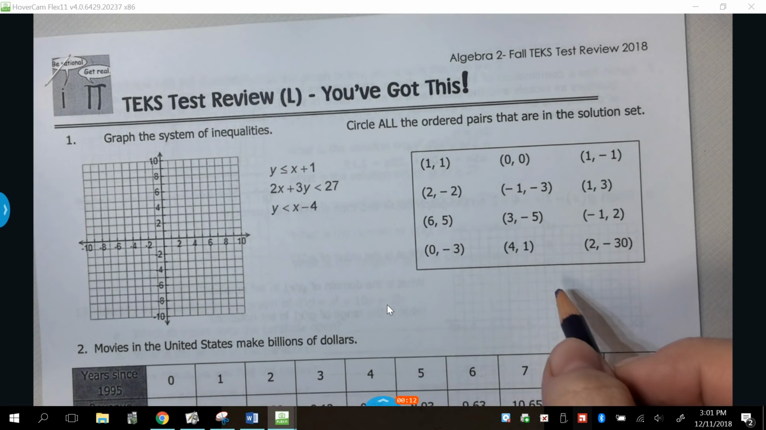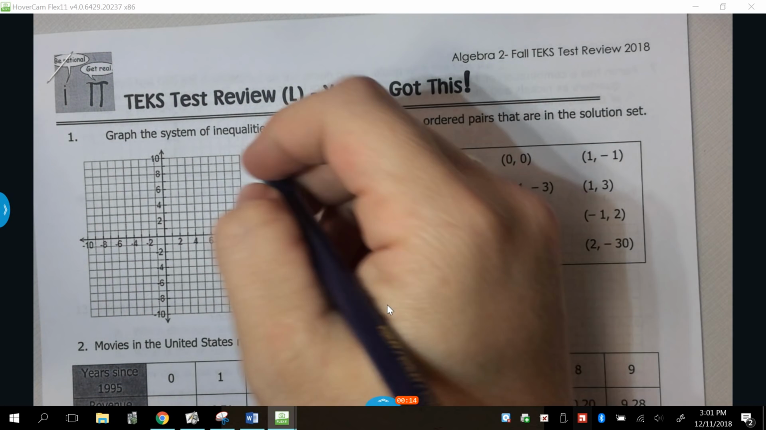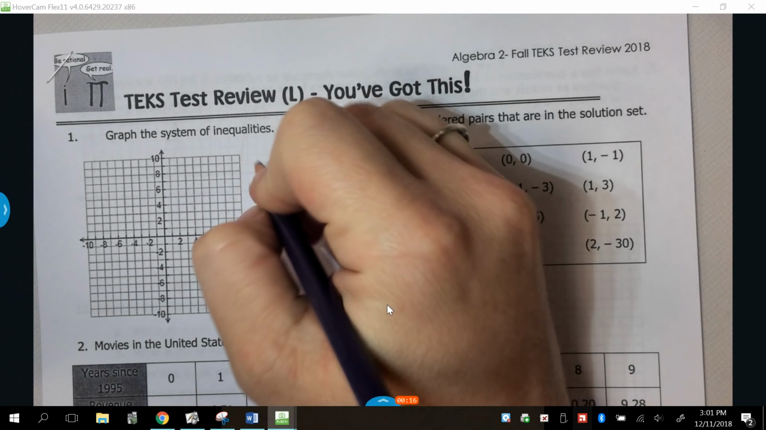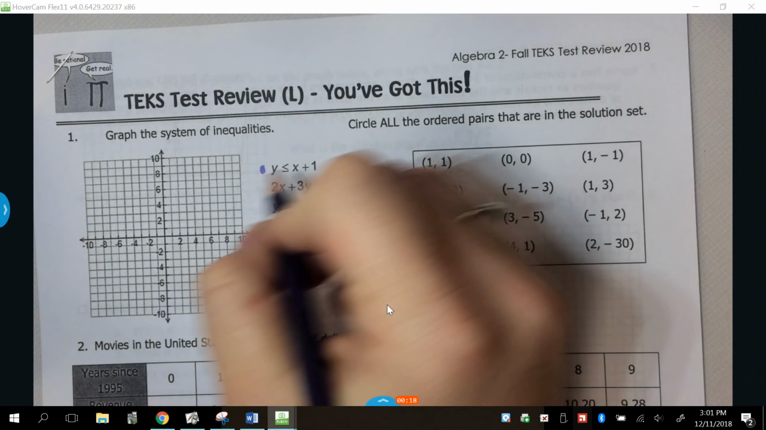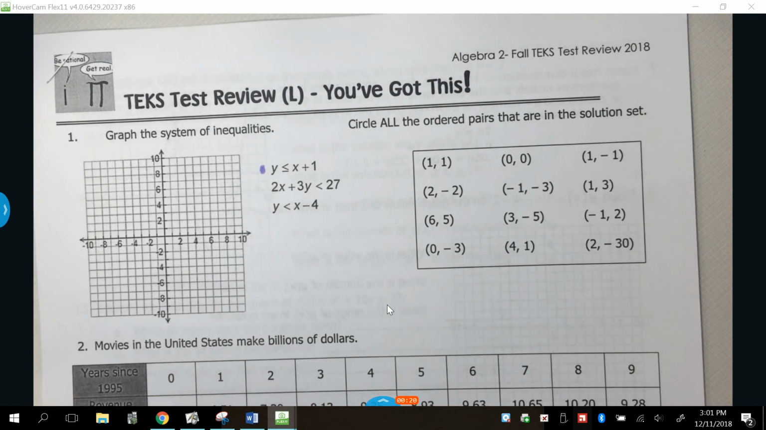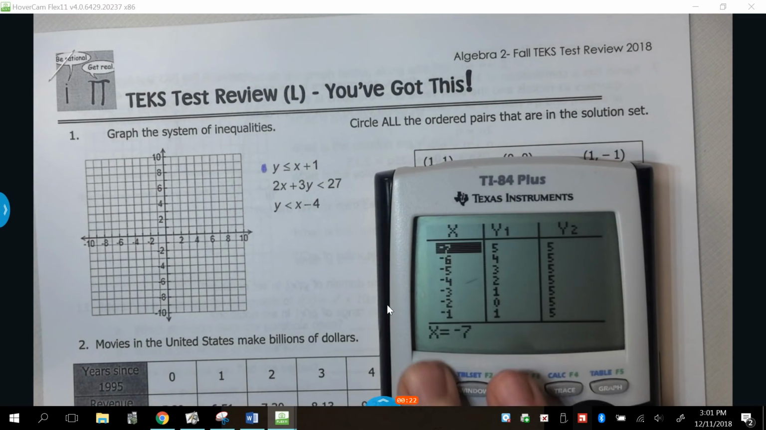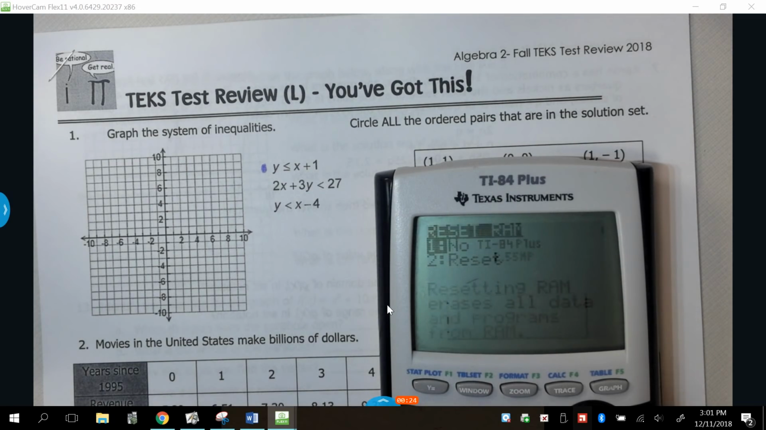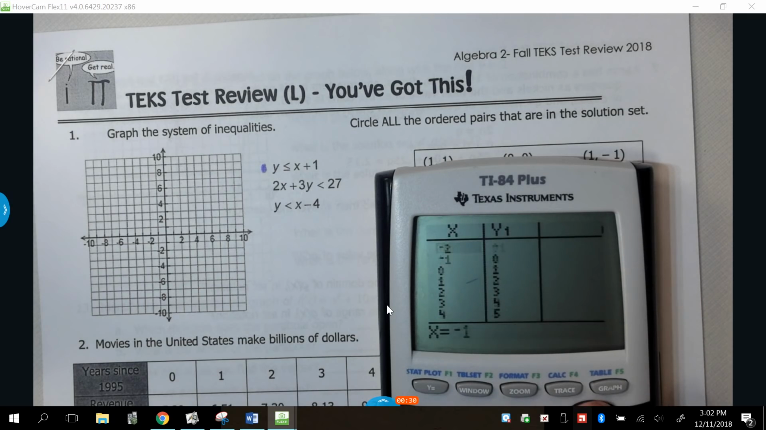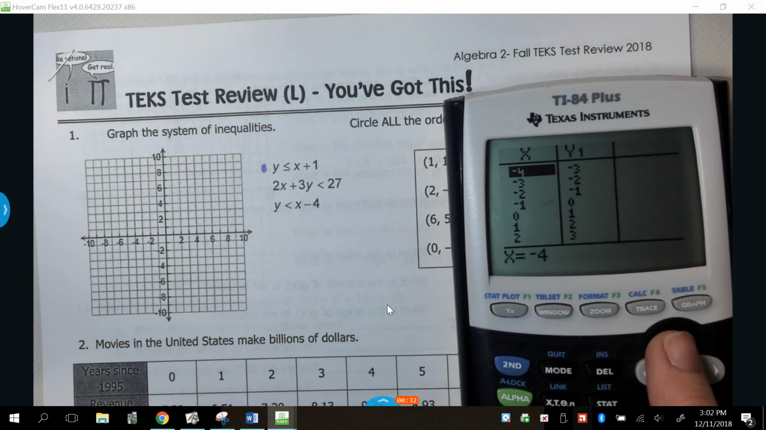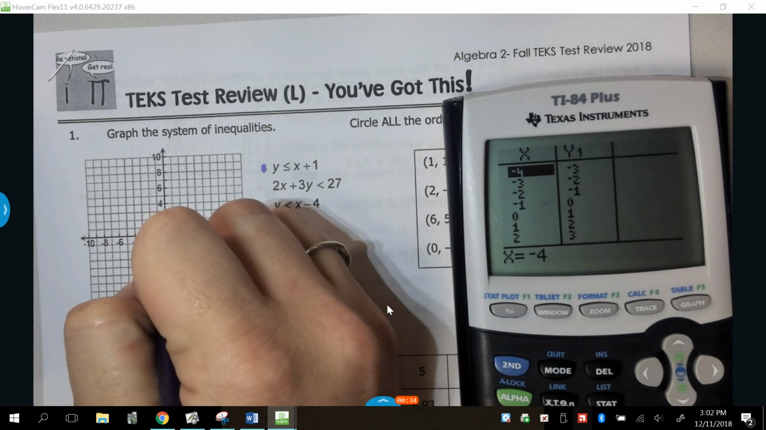Number 1 says graph the system of inequalities. So let's start with the ones that are already set equal to y. This one we'll do in purple. Guys, if you don't know how to graph with a linear equation, type it in your calculator. Okay, you'll come here, you'll do x plus 1, second graph. We're going to plot these points. Okay, so we see that it's at -4, -3.